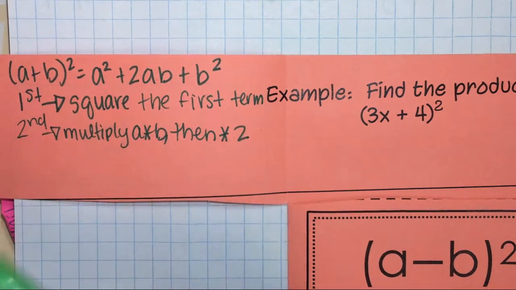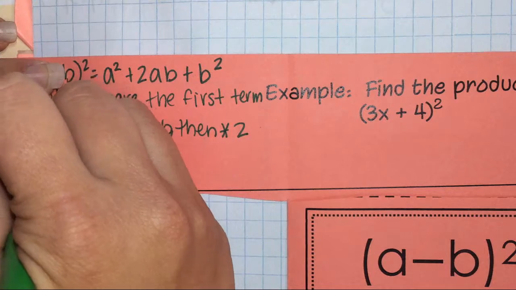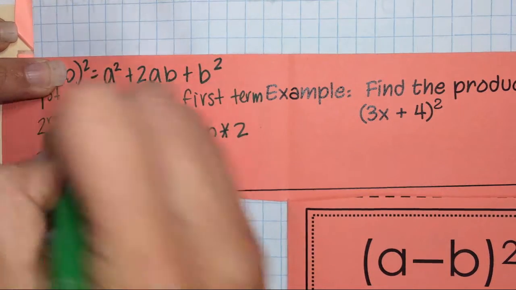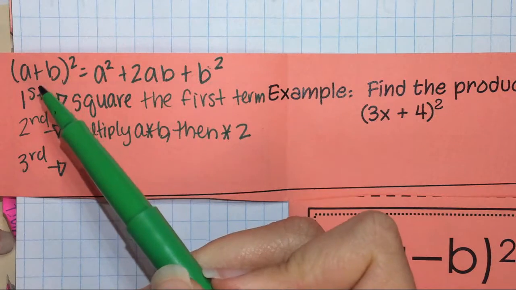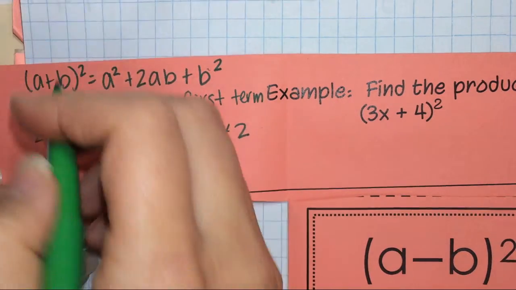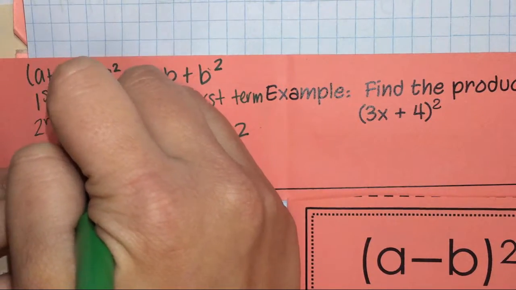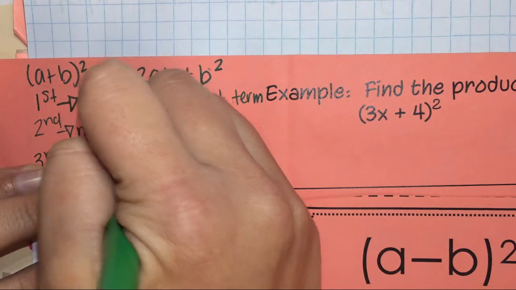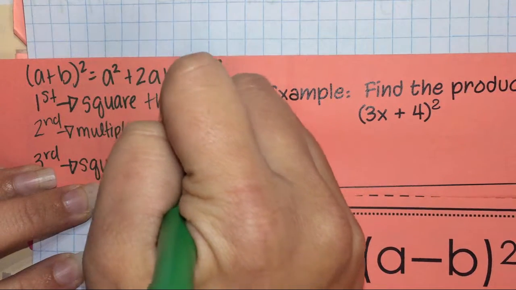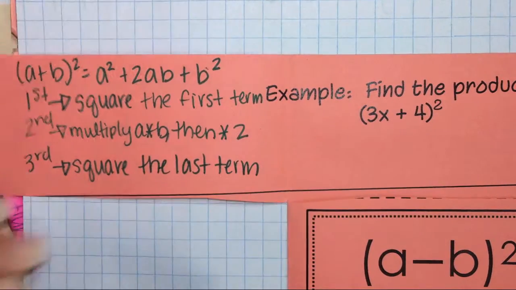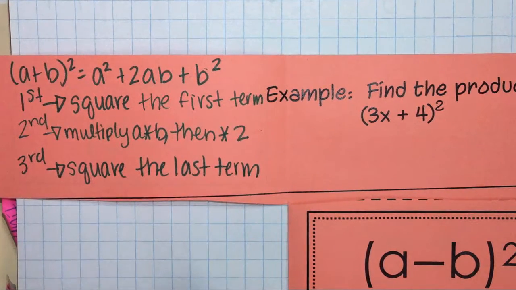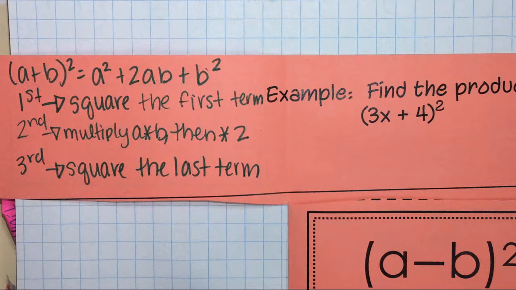Yeah. Alright, and the third step, the final step, how do you think we would get b squared? You would square b. Square the last term. Are we ready to practice?